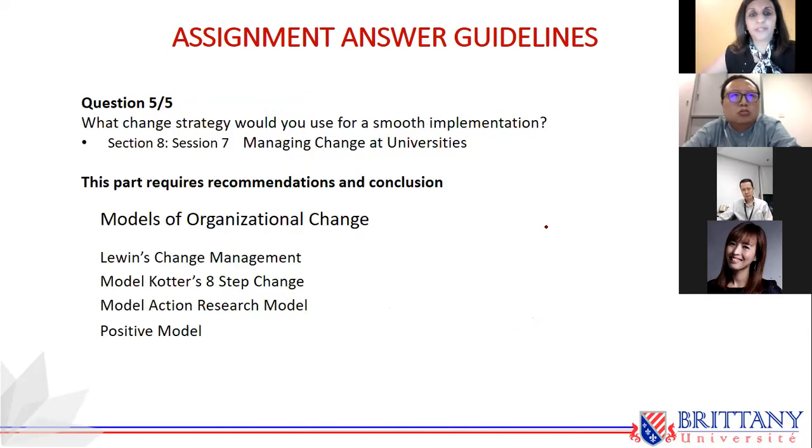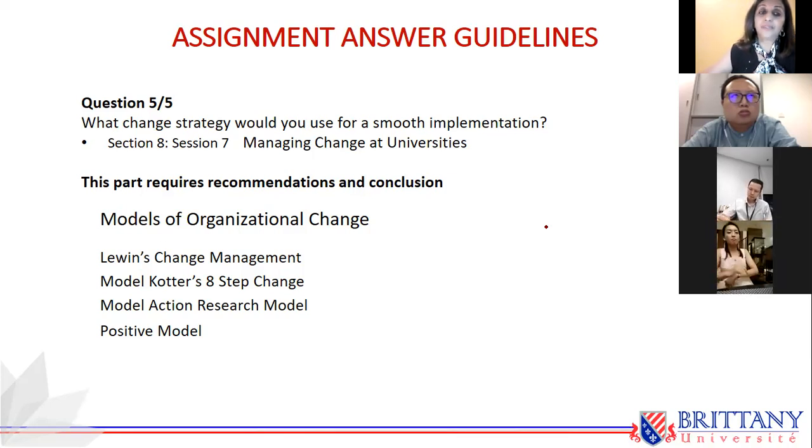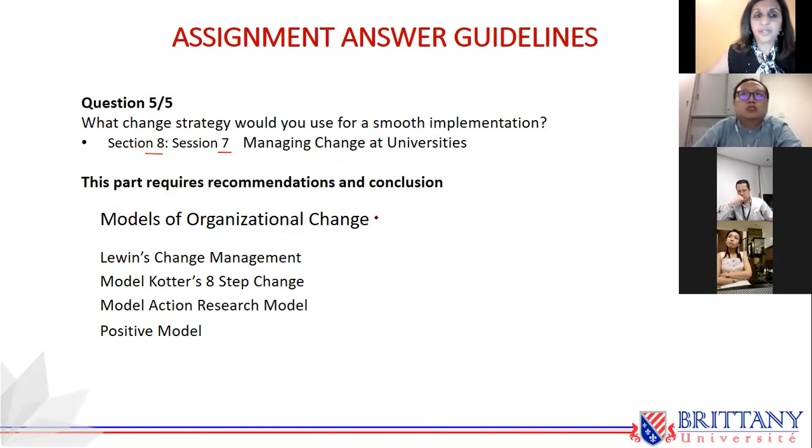And finally, the fifth question is, what change strategy would you use for a smooth implementation? So in section 8, session 7, there's one journal on managing change at universities. So from university, you try to modify it and pick up what is suitable for maybe a school, what is suitable for your level of business that is being conducted. And then you can also read up on models of organizational change. All right, I've given a few here, which you can use.